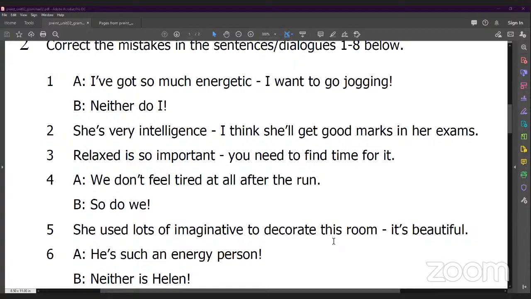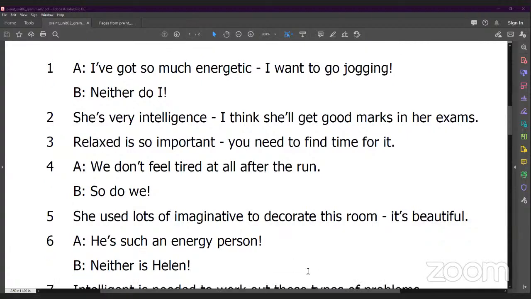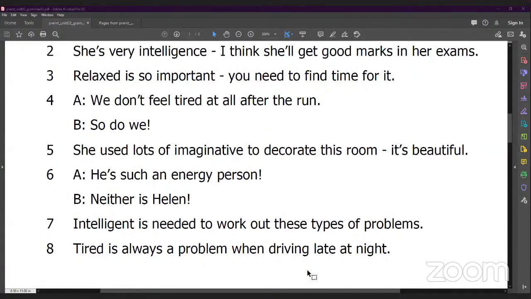I'm sorry, not the number 2. Number 4. We don't feel tired at all after the run. Neither do we. Exactly, correct. Let's move on. The next exercise is 6. Another volunteer, please, for the number 6. Helen is such an energetic person. Okay. And the letter B?